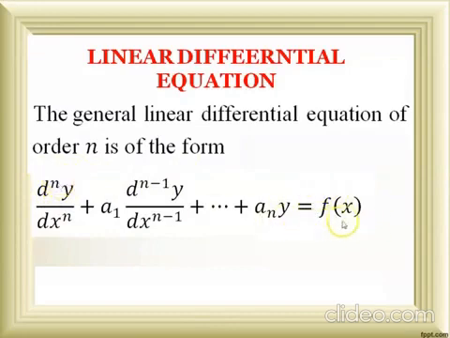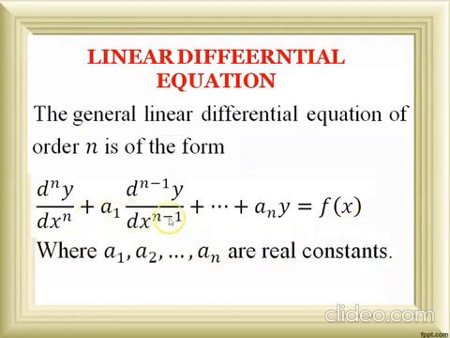On the RHS we have f of x. This is a function of x, which means it may be exponential or trigonometric, or some other algebraic terms will also come in this place. Here a naught, a1, a2 etc., an are all constant values.